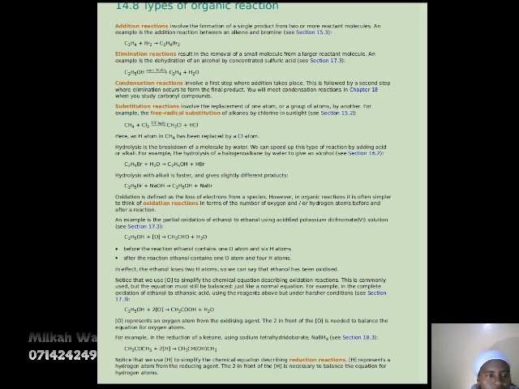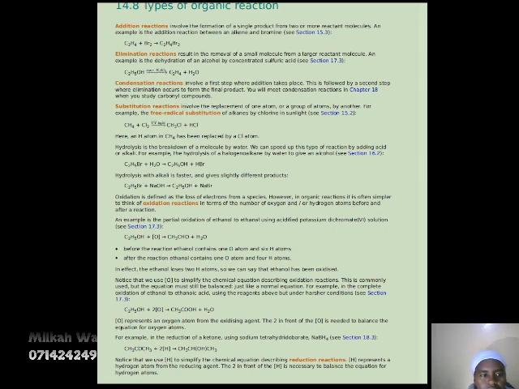So then we have a hydrolysis reaction, which involves breakdown of a molecule by water. You can also add an acid to help in hydrolysis, or you can also add an alkali. For example, if you have bromoethane, you react with water, you are going to get ethanol plus hydrogen bromide. But if you use an alkali for the same purpose, hydrolysis, you're going to get ethanol plus sodium bromide. So the products are different, depending on the reagent that you use.